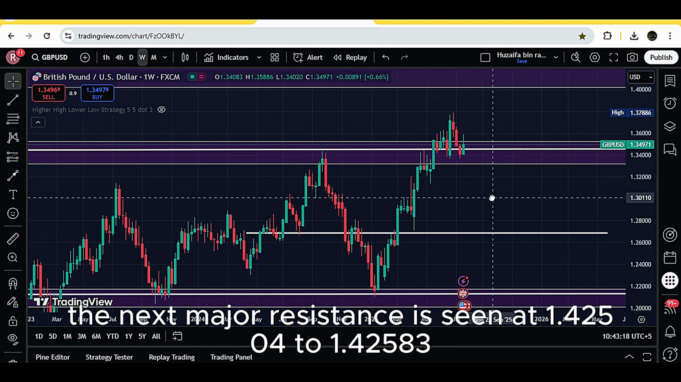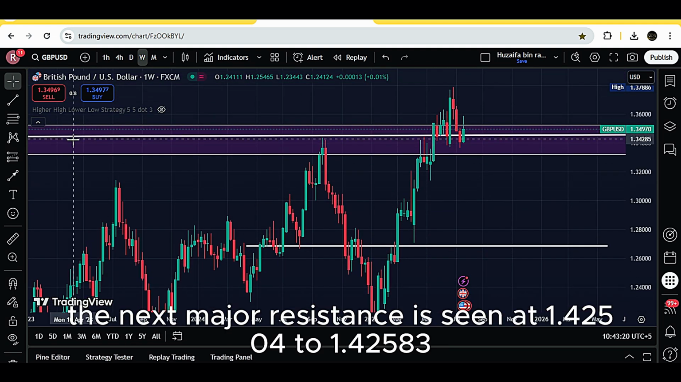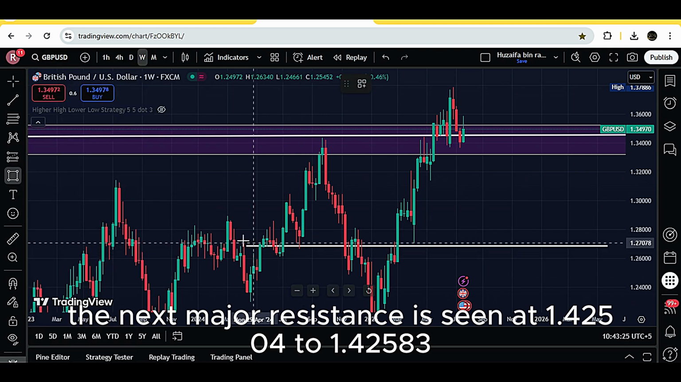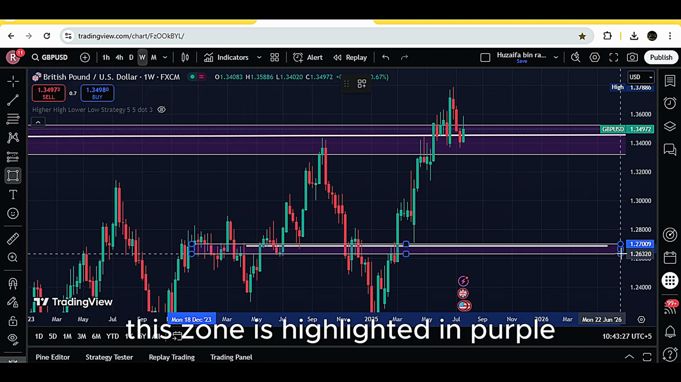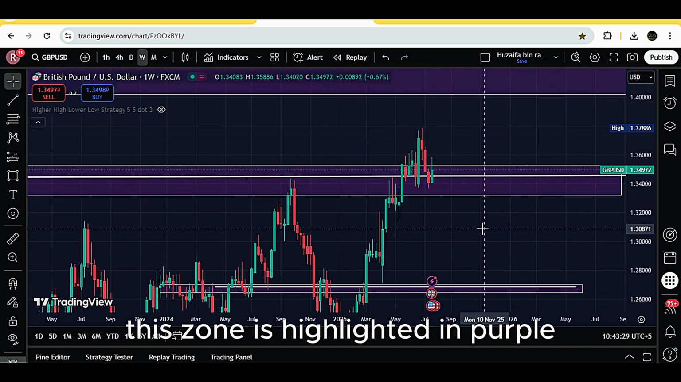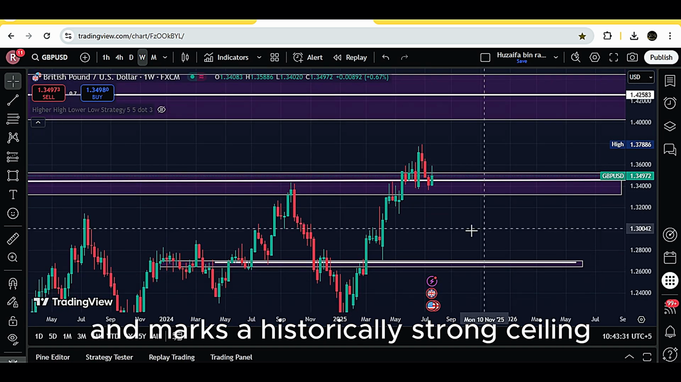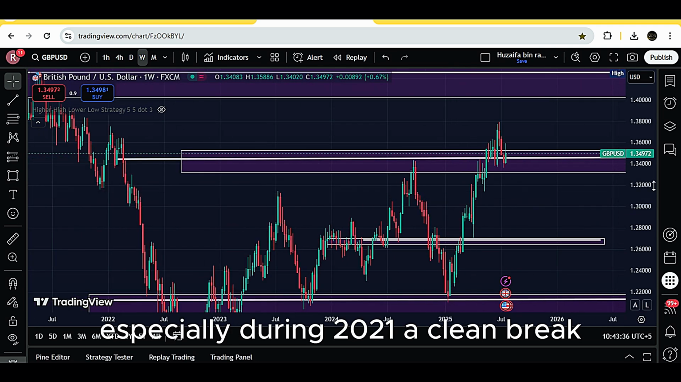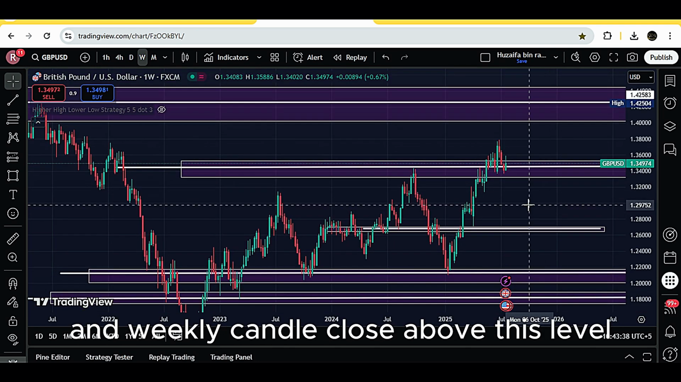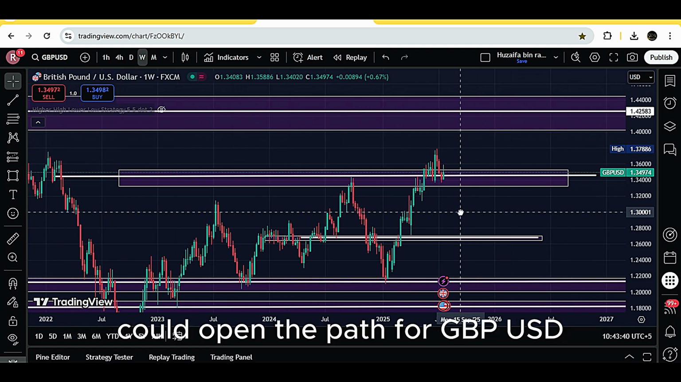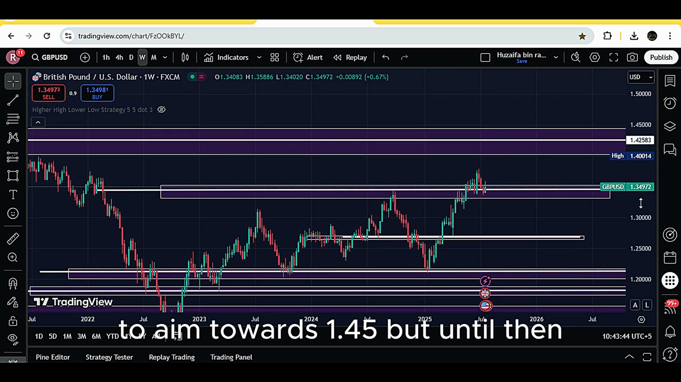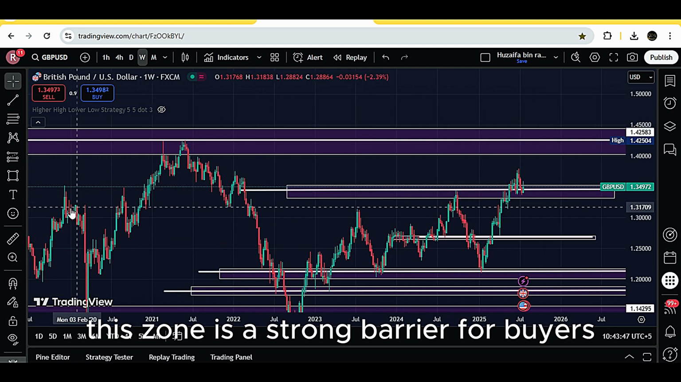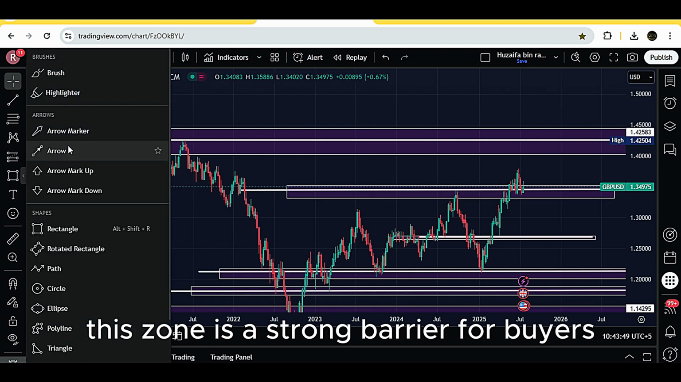Above the current price, the next major resistance is seen at 1.42504 to 1.42583. This zone is highlighted in purple and marks a historically strong ceiling where price reversed several times, especially during 2021. A clean break and weekly candle close above this level could open the path for GBP/USD to aim towards 1.45, but until then, this zone is a strong barrier for buyers.